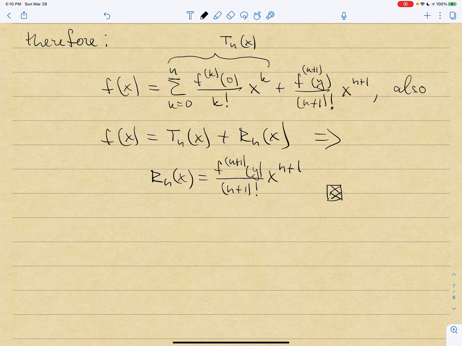Okay, and so next time we're going to discuss how one can use Taylor's theorem to actually prove that a function is equal to its own Taylor series.